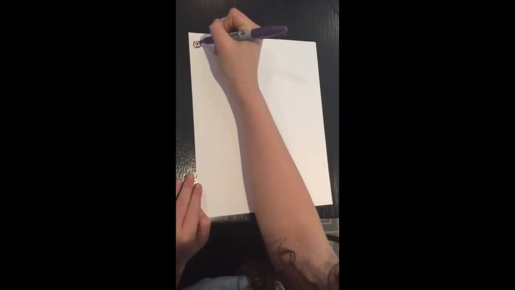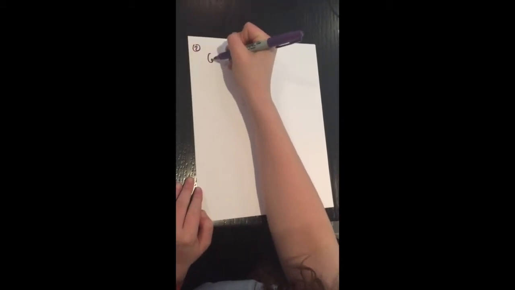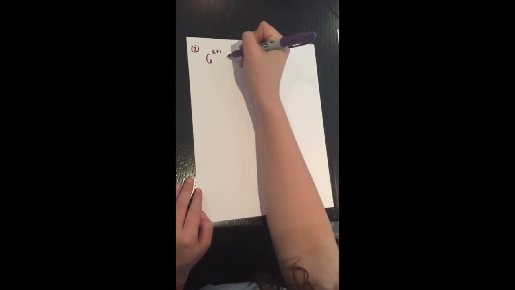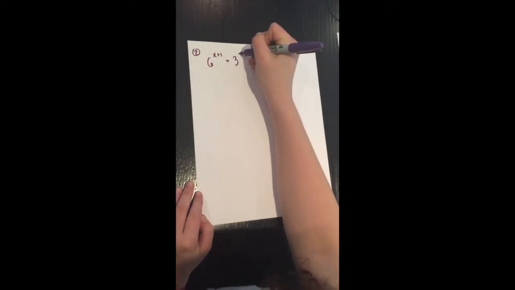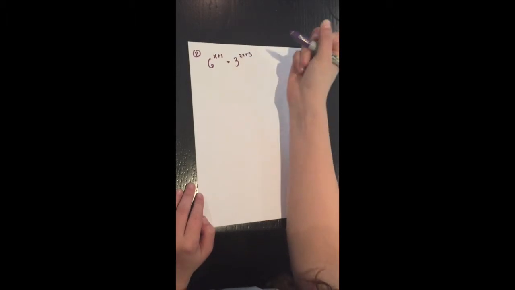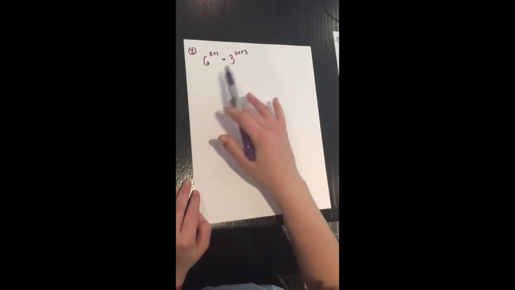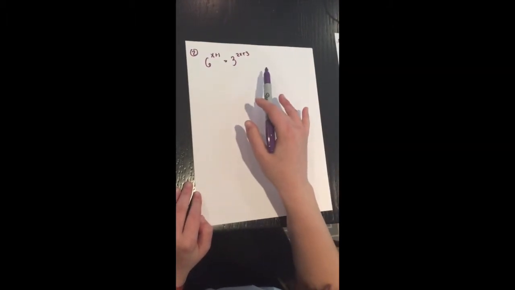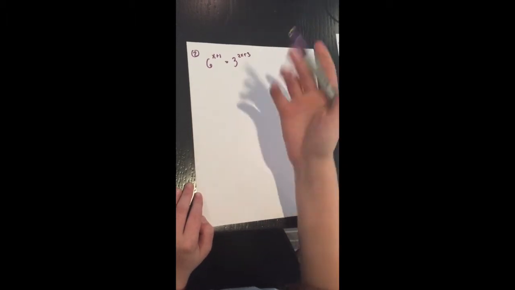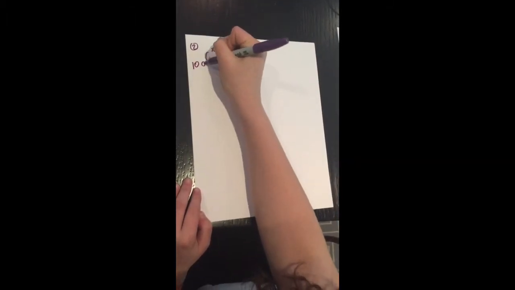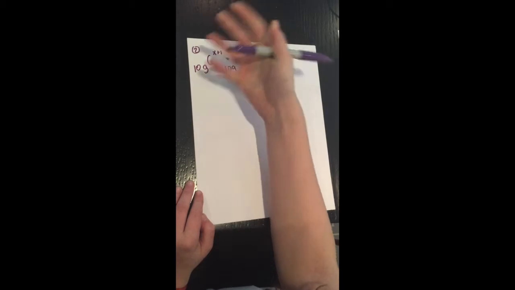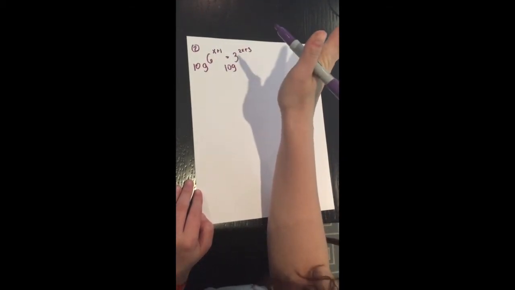Okay, on to problem number 2. What if we have 6 to the x plus 1 equals 3 to the 2x plus 3? These are not in the same terms at all, so we can't really do anything with it like that. But what we can do is take each side to the log, really log of base 10, but we don't really need to write that.